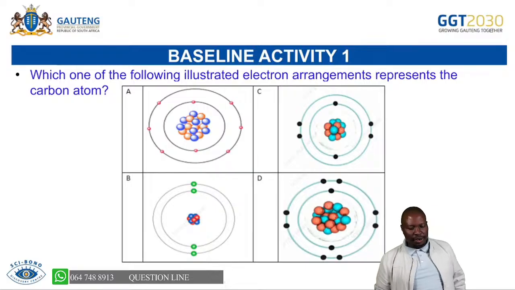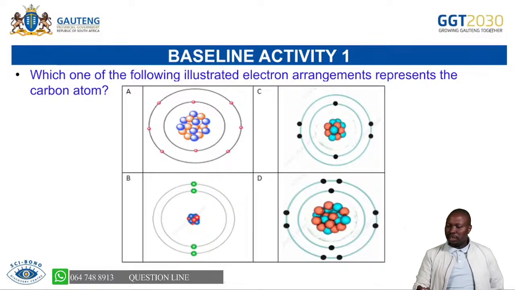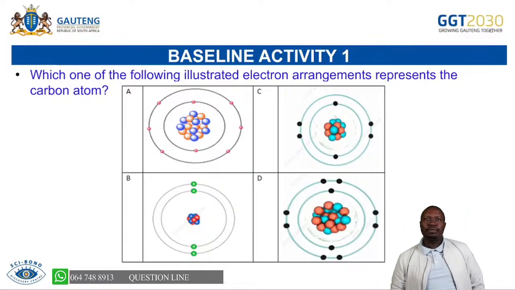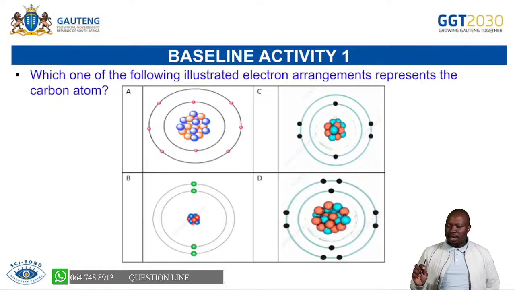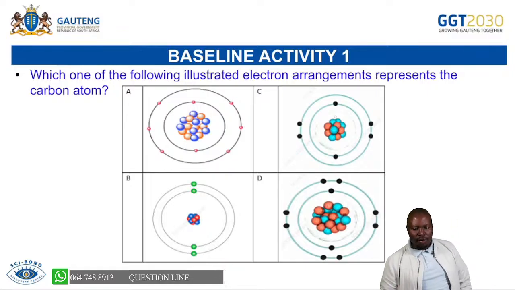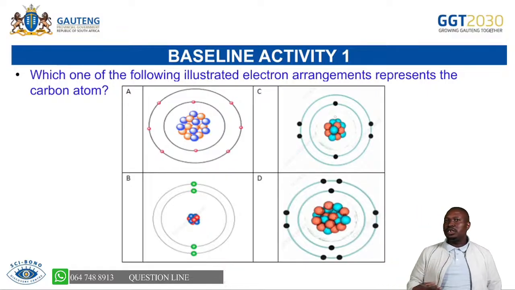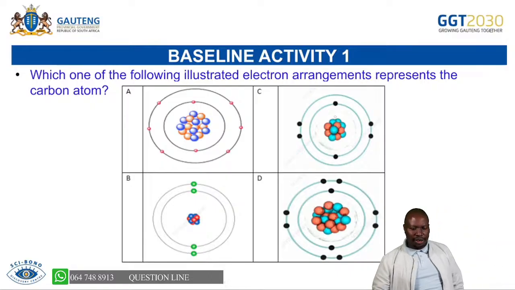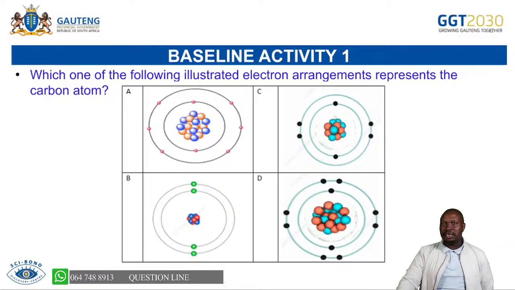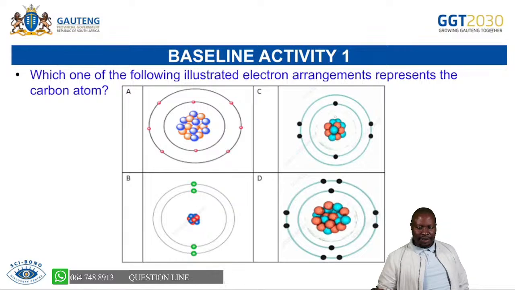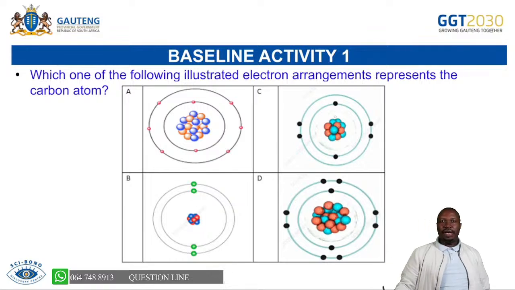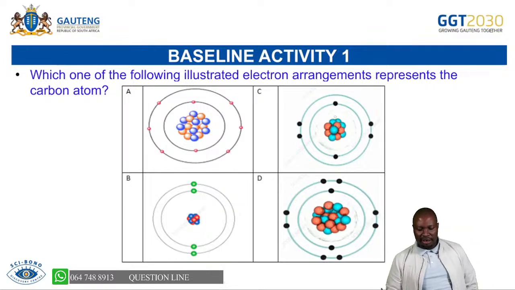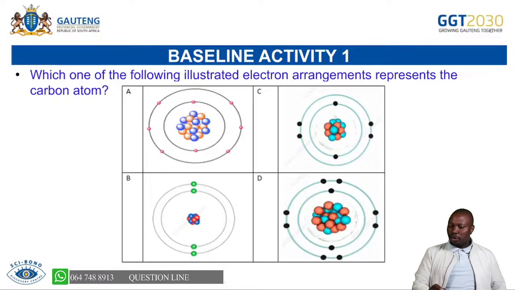So the question is: which one of the following illustrated electron arrangements represents the carbon atom? What we are simply saying here is that in grade 10 and grade 11, you have done this. You are not doing these topics for the first time. There is prior knowledge that you brought from the previous grades. Hence, we want to see the gaps that you might have in terms of the content that you have done in grade 10 and 11. So the question was, which one of the following illustrated electron arrangements represents a carbon atom?